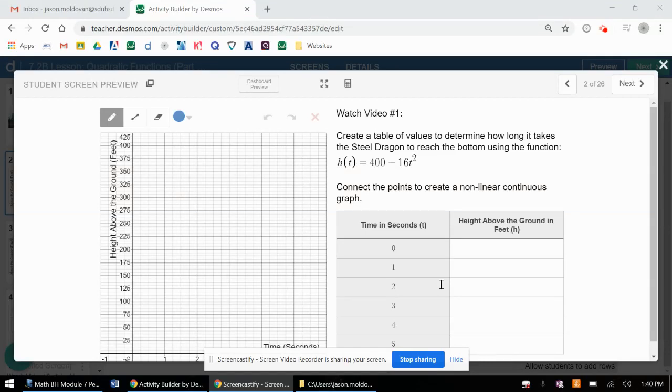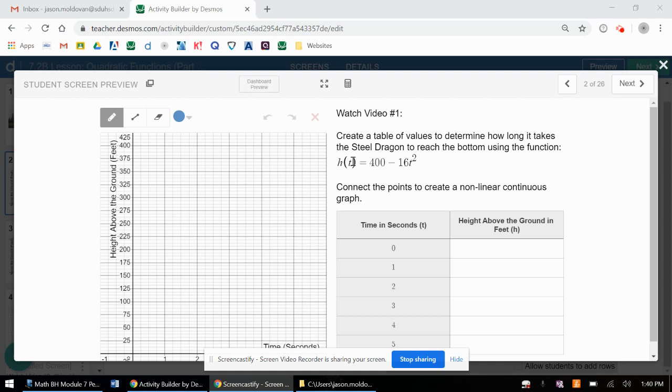This is the first video for the 7.2b lesson on quadratic functions. We're going to fill out a table for the steel dragon, for which they provide us with a function. We're not supposed to build these for problems like this, even by the end of this lesson. That would be for high school. And it is written in function notation, which tells us it is going to be a function.